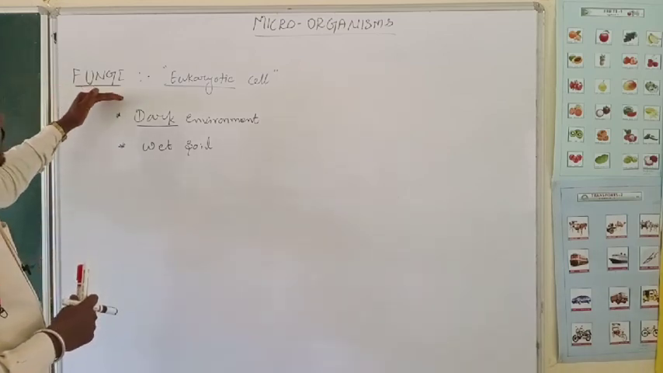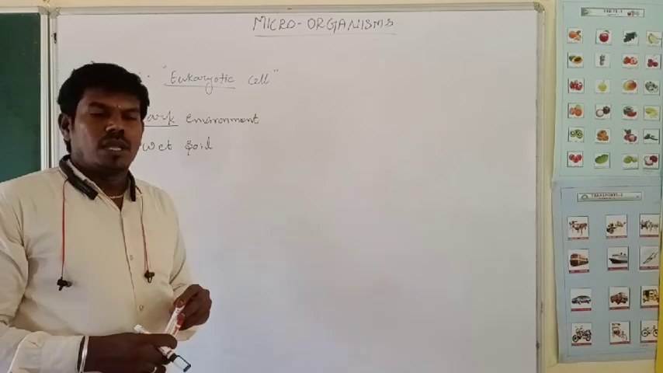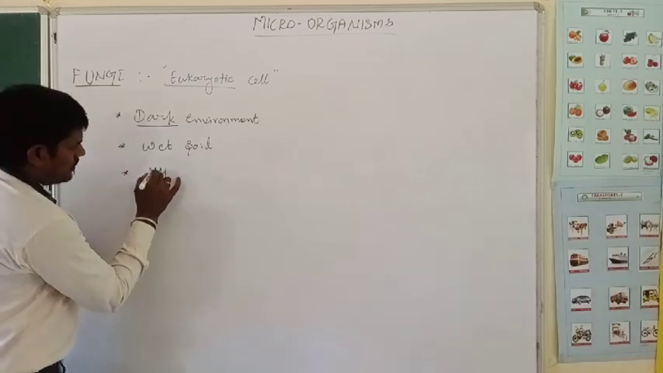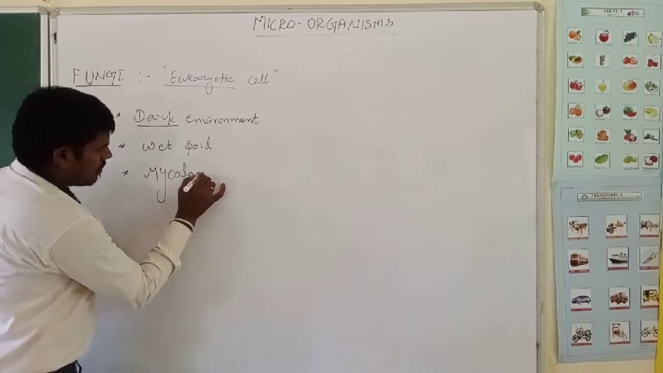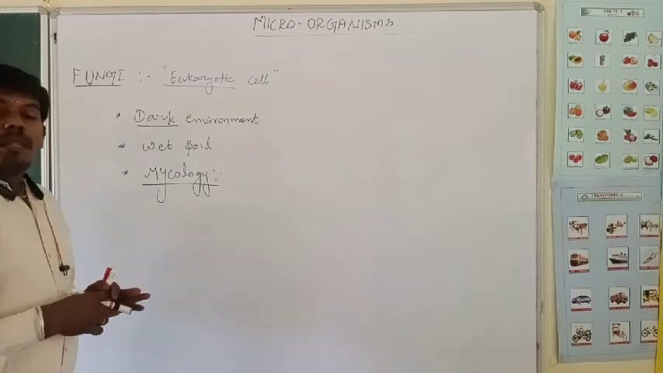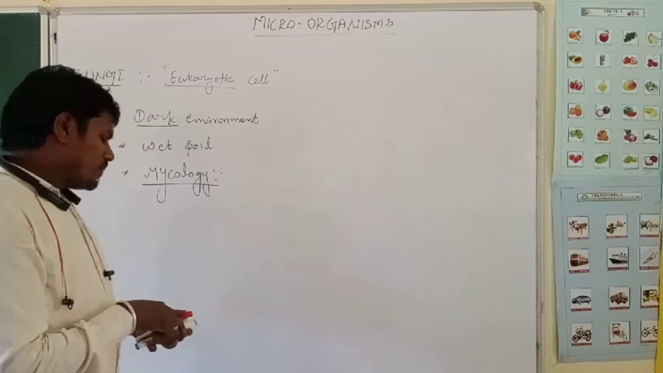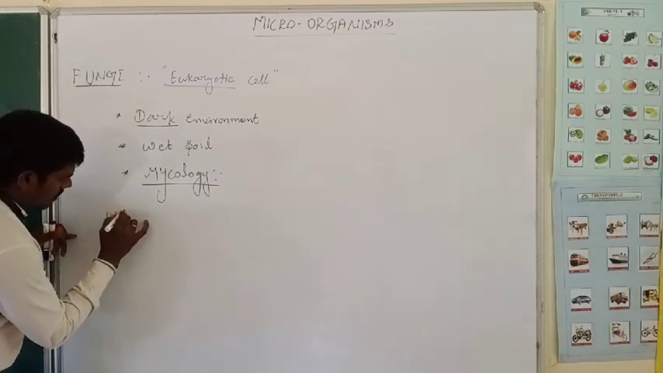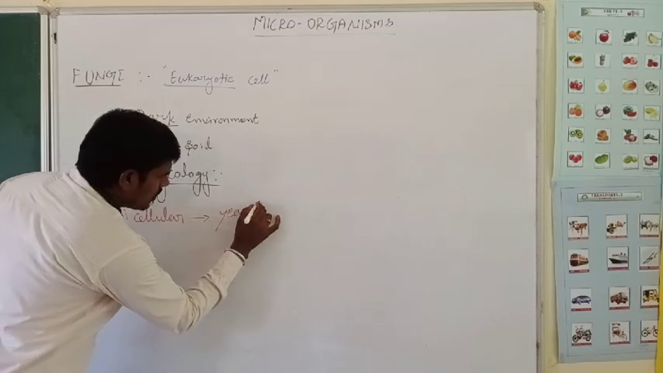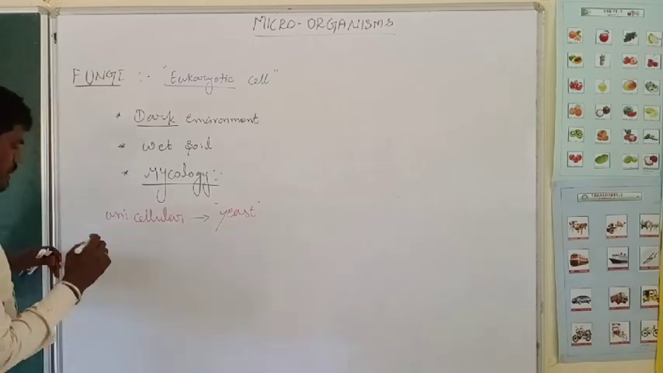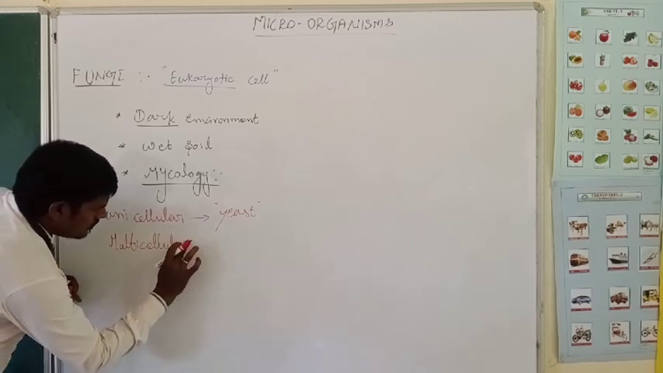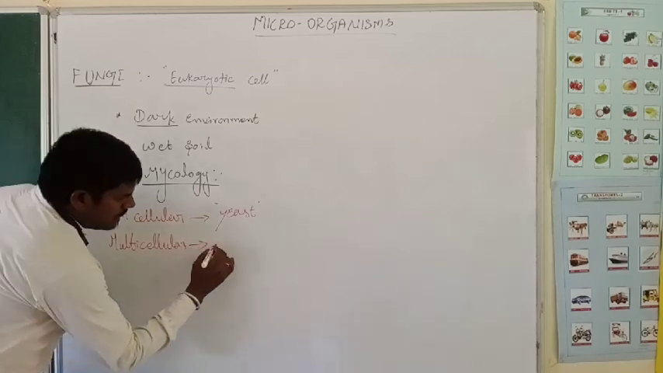See, this fungi is classified under the kingdom of fungi. The study about fungi is called mycology. If anyone asks about mycology, you just say the study about fungi is called mycology. This fungi are either unicellular or multicellular. Unicellular, a good example is yeast. Multicellular, a good example is penicillium.